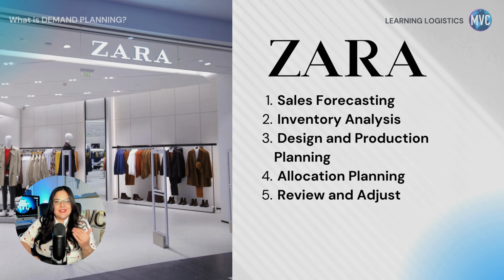Throughout the season, Zara continuously reviews and adjusts their demand planning process based on actual sales performance and inventory levels. This allows them to quickly respond to changes in consumer demand and adjust production and allocation accordingly. Overall, Zara's demand planning process is a continuous cycle of forecasting, analysis, and planning, as well as adjustment. All of this is really aimed at ensuring that the right products are available in the right quantities at the right stores to meet customer demand.